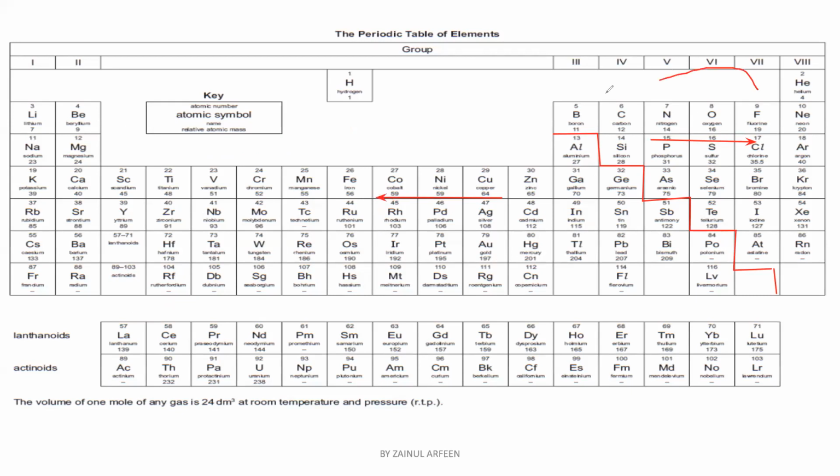So this is all about when elements from this side mix with each other, this results in the formation of a covalent bond. So normally group 4, 5, 6, 7 tend to form a covalent bond. Group 8 is unreactive, does not react, so it does not form a covalent bond.